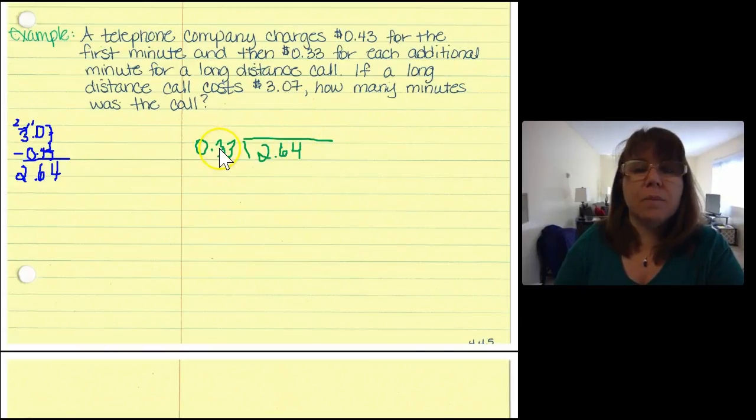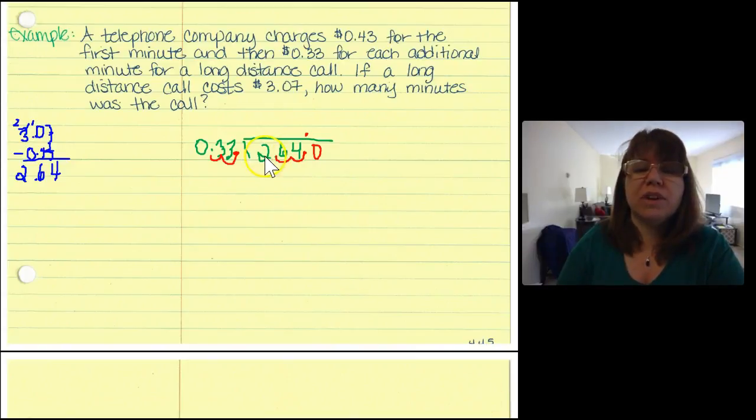But 0.33, I don't want it to be a decimal number. I want it as a whole number, so I'm going to move the decimal 2 spaces. It's not always 2 spaces, but in this case it was 2 spaces. What I do to the outside, I need to do to the inside. Here's my decimal. And I don't think I'll need this 0, but I'm just going to put it there as a placeholder, because minutes are usually just whole digits. They are integer numbers.